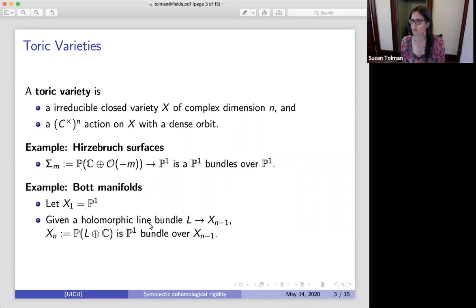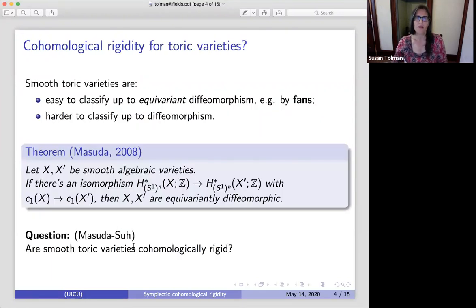Any questions so far? Okay, great, I'll continue. So we've already talked about this, but smooth toric varieties, so I'll be looking at the smooth case, are easy to classify up to equivariant diffeomorphism, or really equivariant biholomorphism. We've talked about fans. That's appeared in a number of the talks, and those are giving a very good equivariant classification. But it's much harder to classify them up to diffeomorphism, because you're sort of leaving the category.